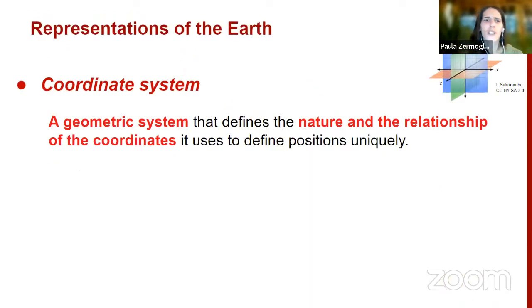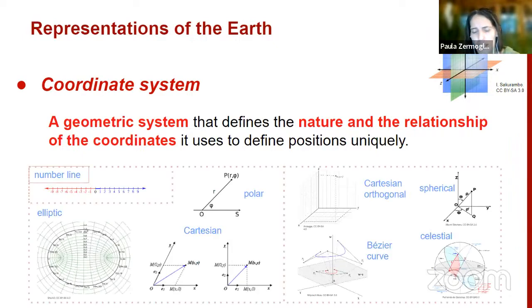Now let's go to some important topics that are coordinate systems, coordinate reference systems, and associated concepts. So let's first define what a coordinate system is. A coordinate system is a geometric system that defines the nature and the relationship of coordinates that we use to define positions uniquely. So there are many coordinate systems, and some of them we're very familiar with. For example, the number line is a coordinate system in a single dimension.